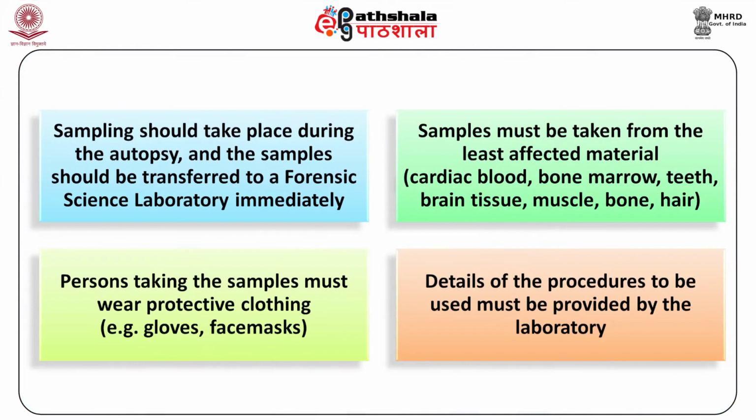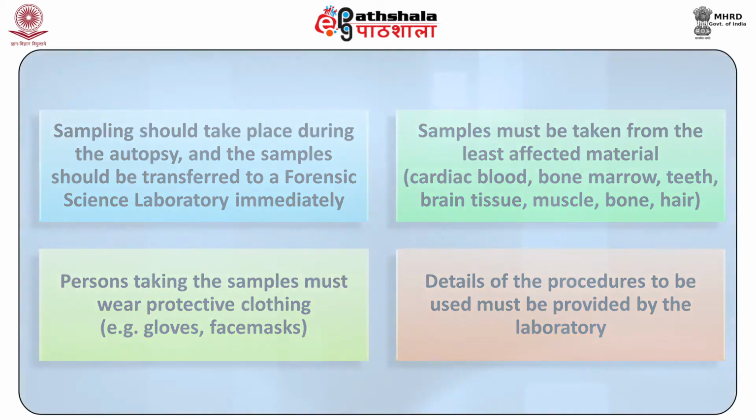The sampling should take place during the autopsy, and the sample should be transferred to a forensic science lab immediately. The samples must be taken from the least affected material, for example, cardiac blood, bone marrow, teeth, brain tissue, muscle, bone or hair. The persons taking the sample must wear protective clothing, gloves and a face mask. Details of the procedure to be used must be provided by the laboratory.